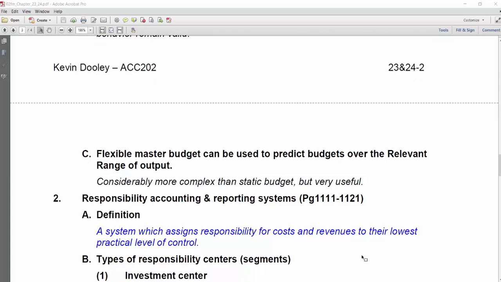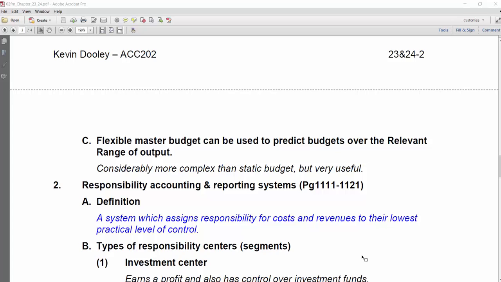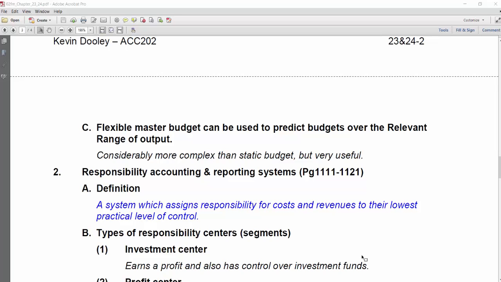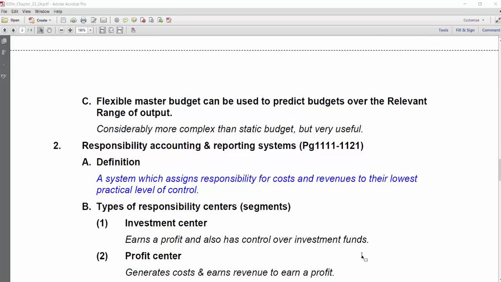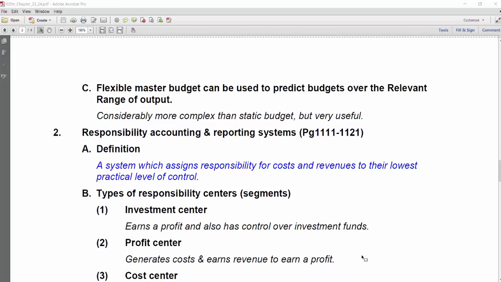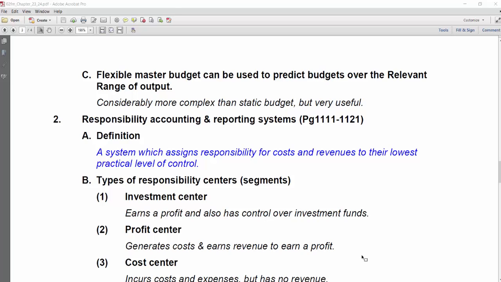So we have different types of responsibility centers or segments. An investment center is your highest level, with the concern of the highest level of management here, and they would earn a profit, and they also have control over their investment funds. In other words, how much of the company's funds they use to obtain equipment or whatever is needed in order to run that investment center. A profit center just generates profits, so it's looking at revenue versus expenses, and does not take into account how much funds are invested in that center. A cost center really just incurs costs and expenses. It has no revenue. A classical example of this would be the human resources department.